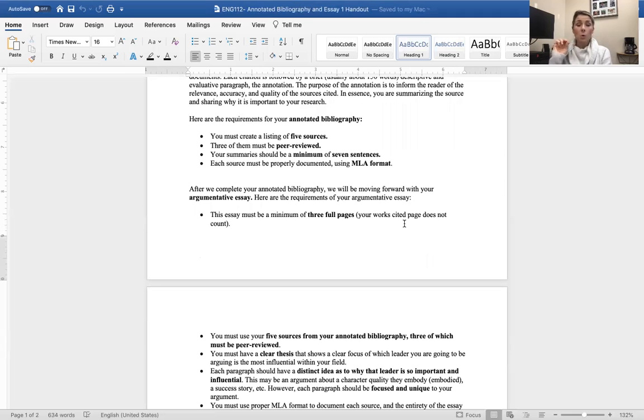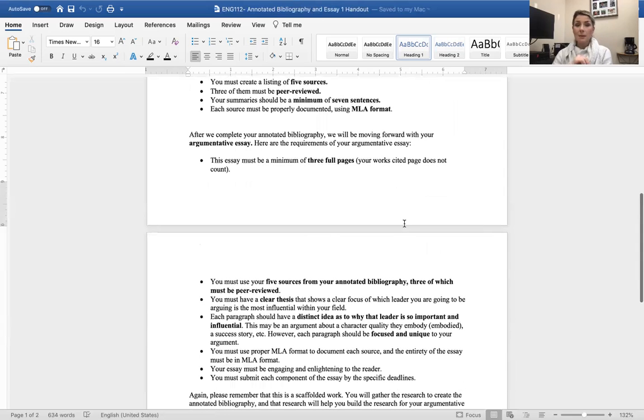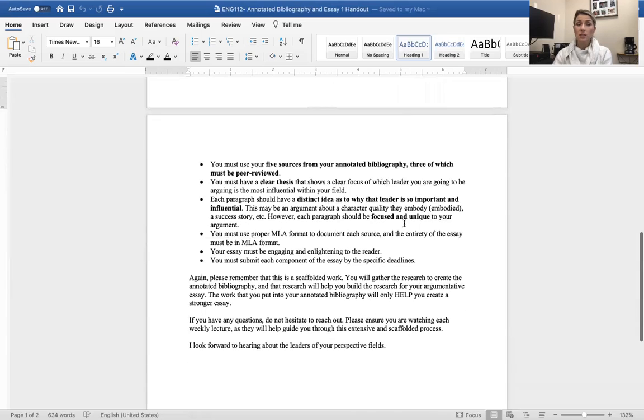Here are the requirements for your argumentative essay. The essay must be a minimum of 3 full pages. Your works cited page does not count. You must use your 5 sources from your annotated bibliography, and 3 of those must be peer-reviewed. You must have a clear thesis that shows a focus of which leader you're going to be writing about and why they are the most influential in your field.